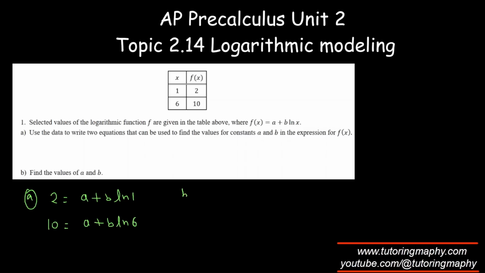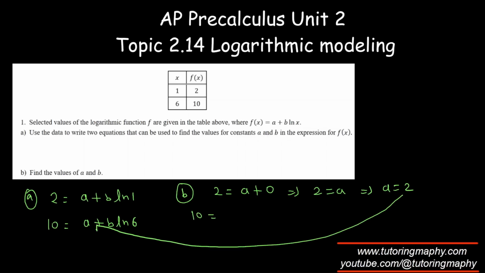That's the next equation. In part B, that will be 2 is equal to a plus b ln 1. ln 1 is 0, so 2 is equal to a. In other words, a is equal to 2. And from the second equation, 10 is equal to a plus b ln 6, right? And we just sub in the value of a as 2 over here. So this will look like 10 is equal to 2 plus b ln 6.